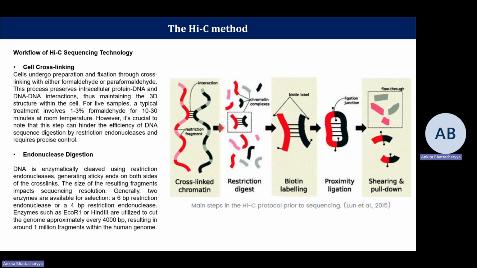So this is your cross-linked chromatin, which has been cross-linked with something like paraformaldehyde, for example, following which restriction digestion is done using these two enzymes that we just talked about, a six base pair and a four base pair. Six and four are the length of their recognition motifs. Then biotinylation is carried out. Proximity ligation is then carried out, where based on the proximity between these two places, ligation can be performed and then flow through.